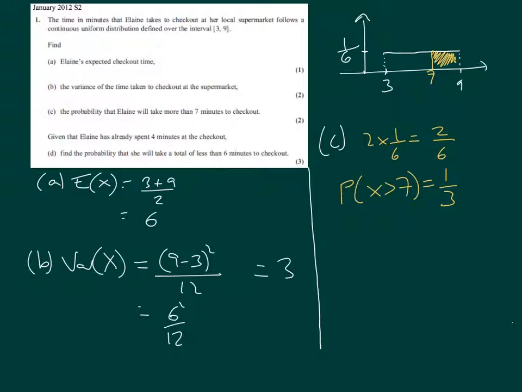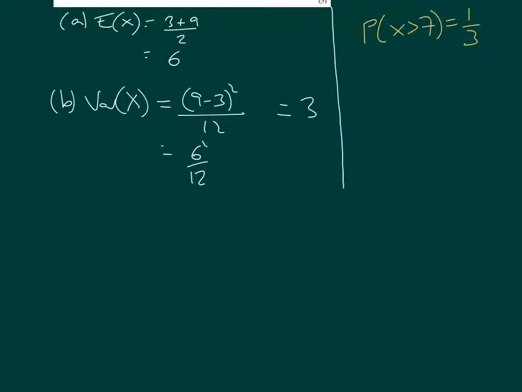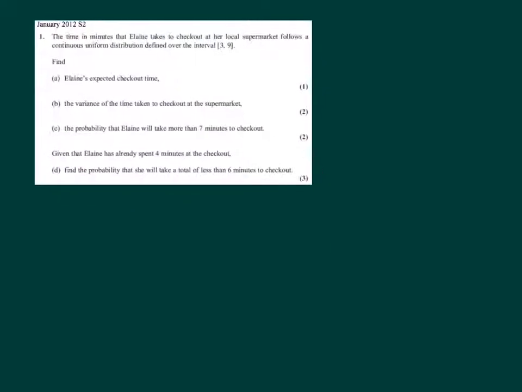So now moving on to part D, I'm going to give myself a little bit more space here. It says, given that Elaine has already spent 4 minutes at the checkout, find the probability she will take a total of less than 6 minutes to check out. So we're finding the probability that she takes less than 6 minutes to check out, given that she has been already queuing for at least 4 minutes.